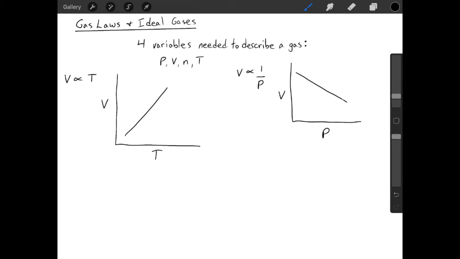And they also discovered that volume of a gas is directly proportional to the amount of gas, to the number of moles of gas. So as you increase the amount of the gas, the volume goes up. And it's possible to combine all three of those proportionalities. Volume is directly proportional to moles and temperature, and it's inversely proportional to pressure.